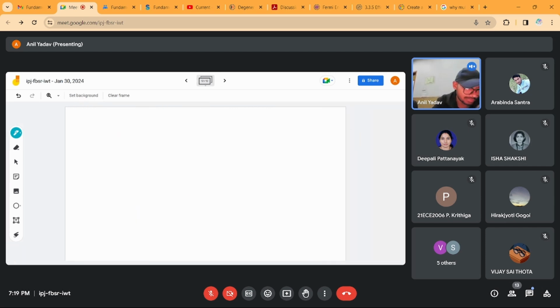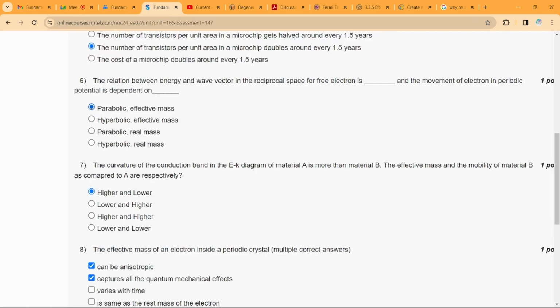So the momentum of the electron in the periodic potential is dependent on the effective mass. We have already seen the parabolic relation, E = ħ²k²/2m, and from that parabolic relation we have established a relationship between the effective mass and the curvature of the band E-k diagram.